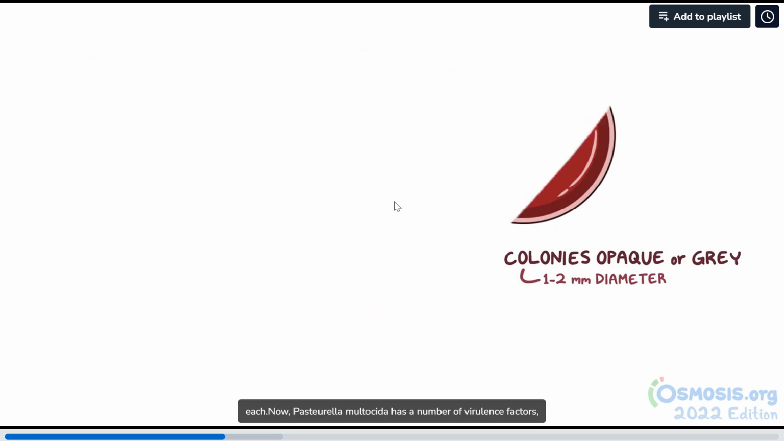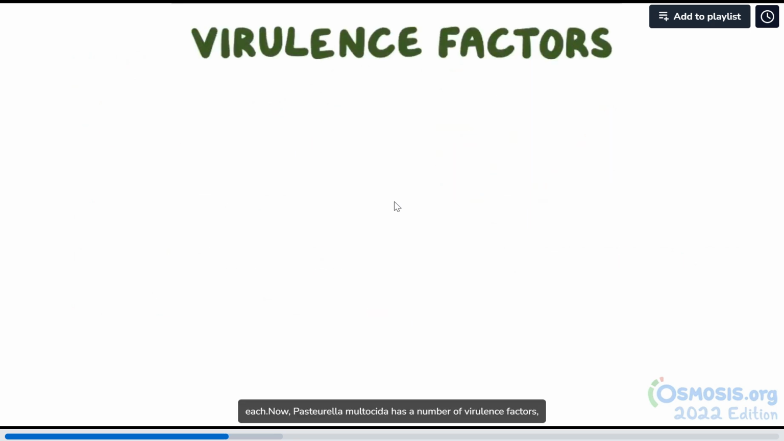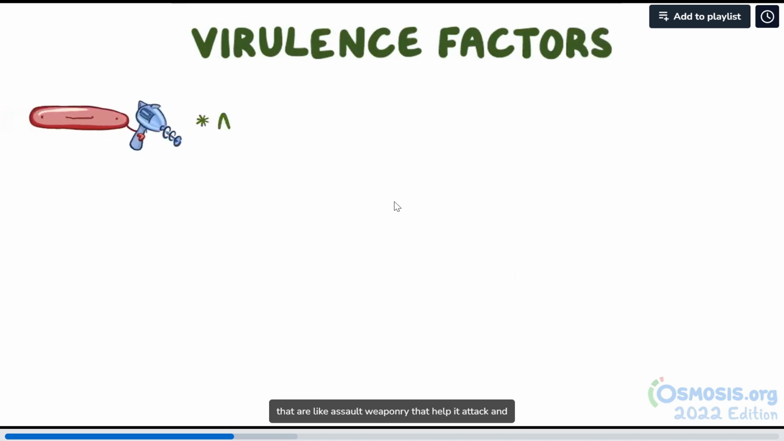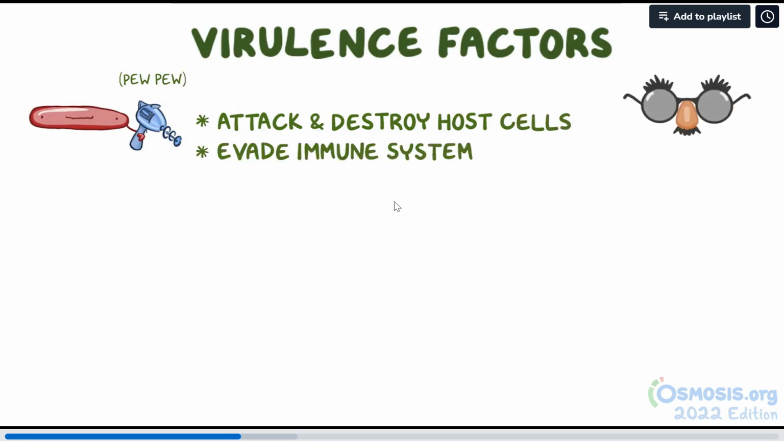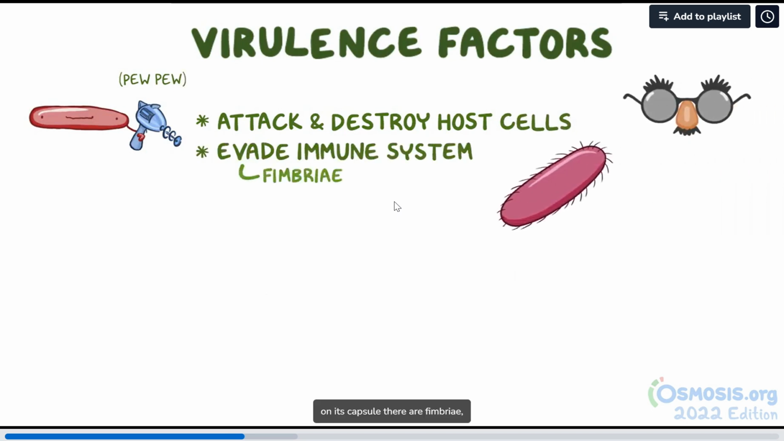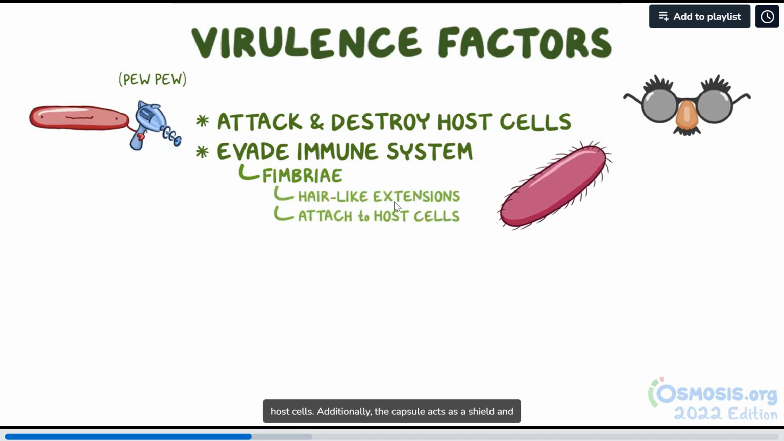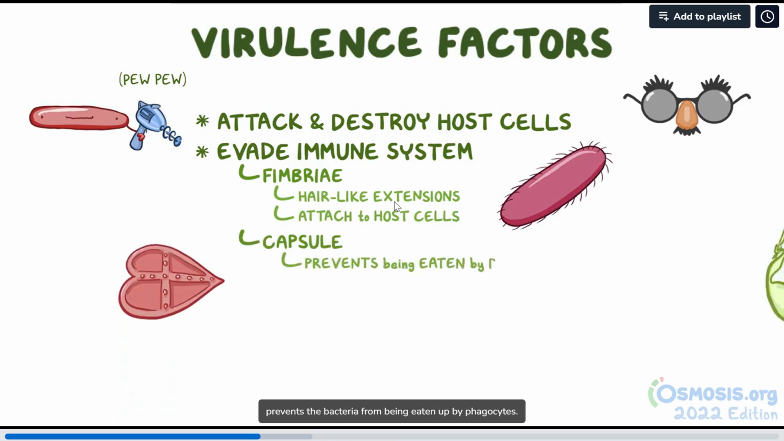Now, Pasteurella multocida has a number of virulence factors that are all like assault weaponry that help it attack and destroy the host cells, and evade the immune system. First, on its capsule there are fimbriae, which are hair-like extensions that help the bacteria attach to host cells. Additionally, the capsule acts as a shield and prevents the bacteria from being eaten up by phagocytes.